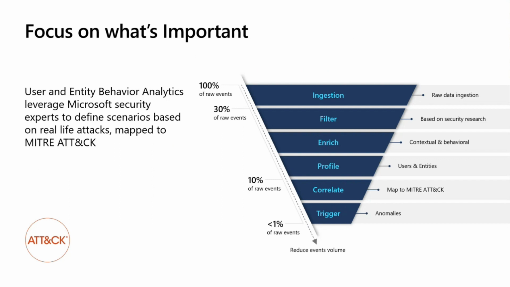So I'm just going to cover this slide briefly, but UEBA helps you focus on what's critical. So as you can see on this slide, and what's evident, less than 1% of raw events result in an anomaly. UEBA truly does help your organization reduce that mass influx of event volume.